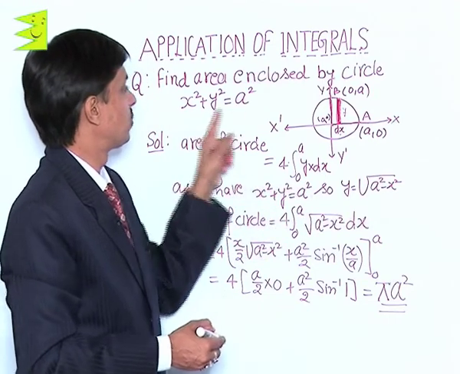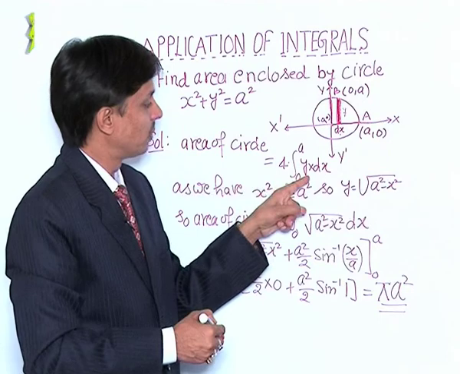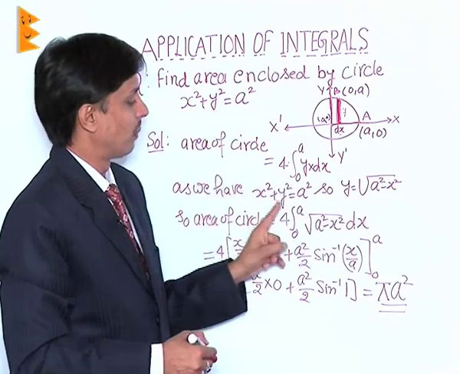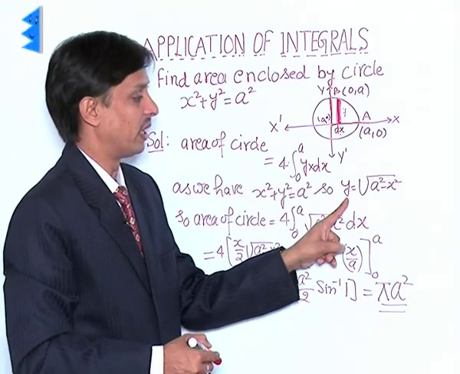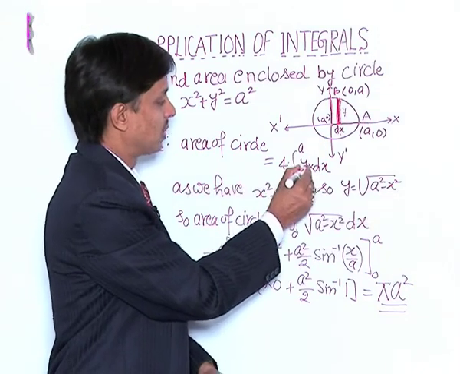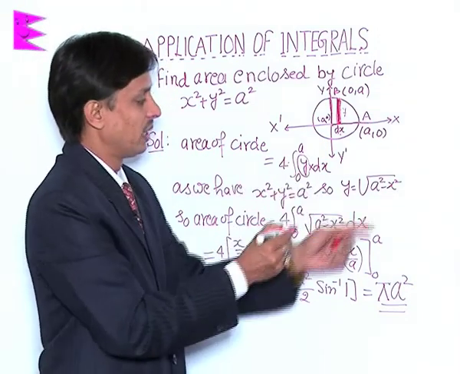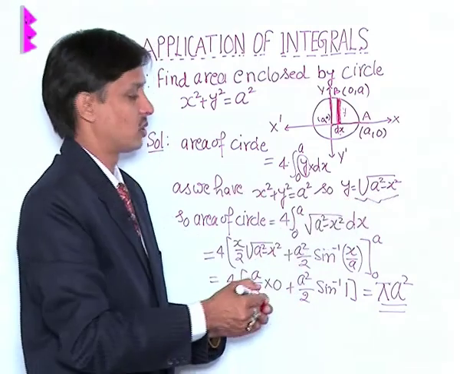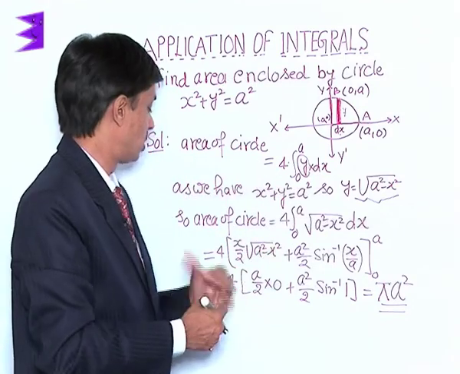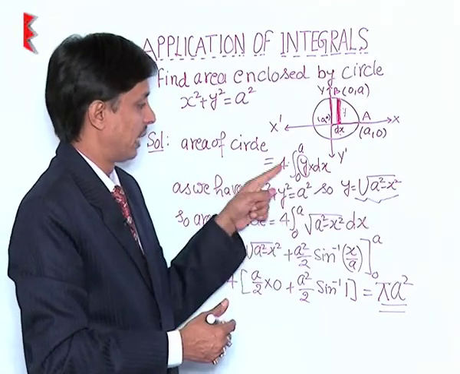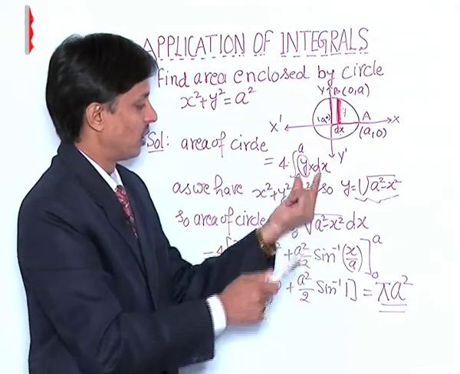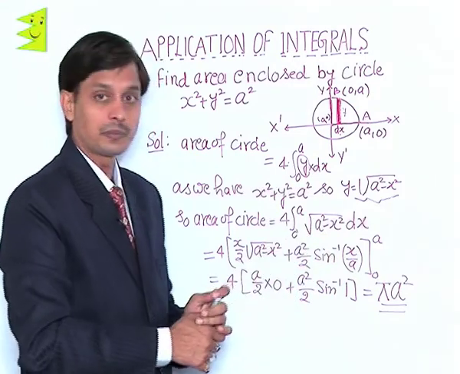We know that x square plus y square is a square. So we can obtain the value of y from here. We have x square plus y square is a square, that's why the answer for y is root of a square minus x square. So in place of y, if we replace root of a square minus x square, then the area of the circle will come in the shape: area of circle is equal to 4 times integral of root of a square minus x square, into dx, from 0 to a.